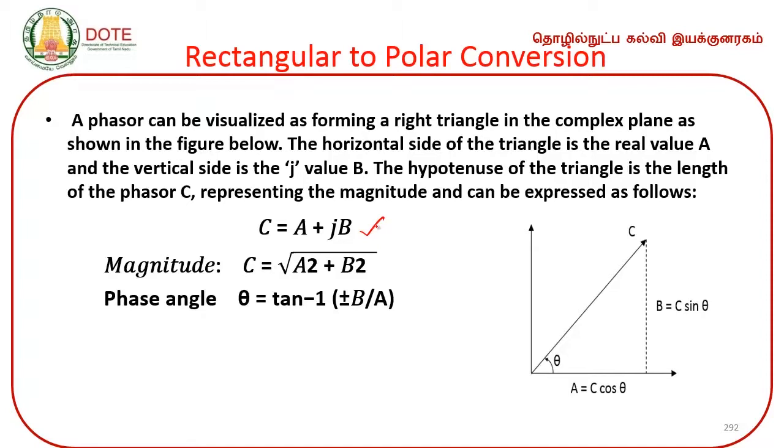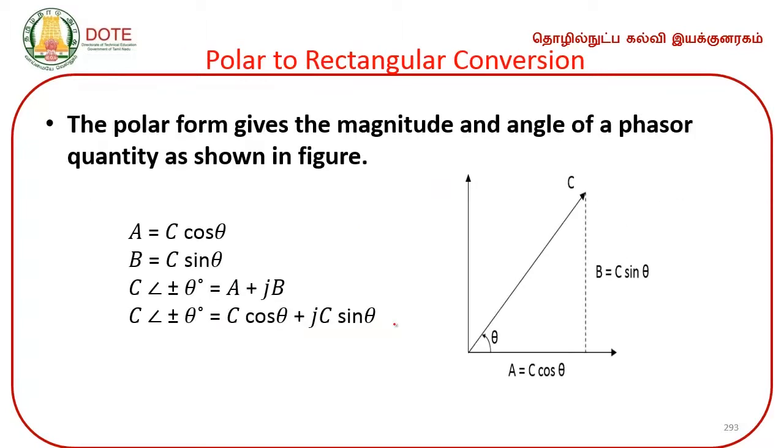It has two quantities, one is the magnitude, the other one is the angle. The magnitude we can calculate straight away as C is equal to A square plus B square and then taking the square root. Theta can be calculated by tan inverse of plus or minus B by A. The polar form gives the magnitude and angle of the phasor quantity as shown in the figure.